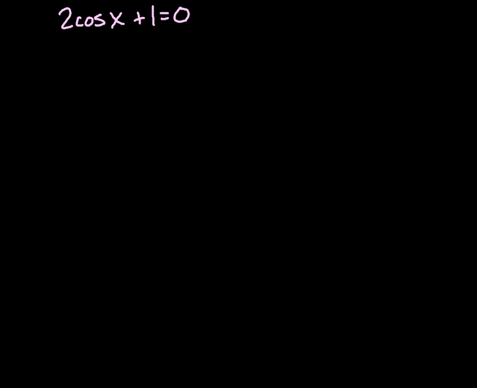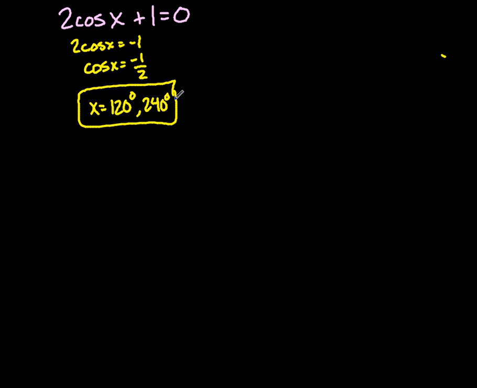In previous lessons we talked about solving trig equations like this, where we would subtract 1 from both sides, getting 2 cosine x equals -1, divide by 2, giving you cosine x equals -1/2. We would then say, well, on what values on your unit circle does cosine equal -1/2? And we would say it's in quadrants 2 and 3. They happen to be at 120 degrees and 240 degrees, and those ended up being your answers.